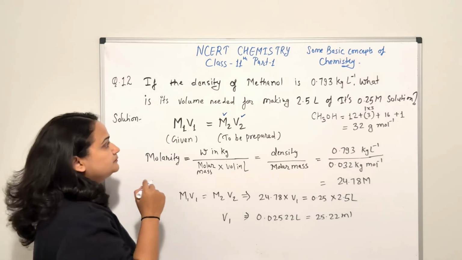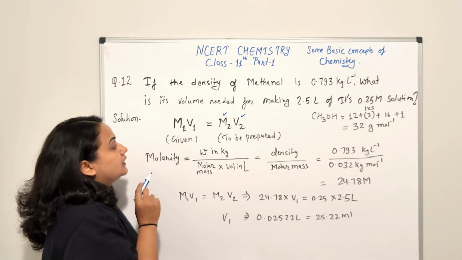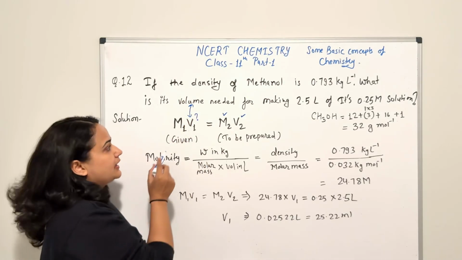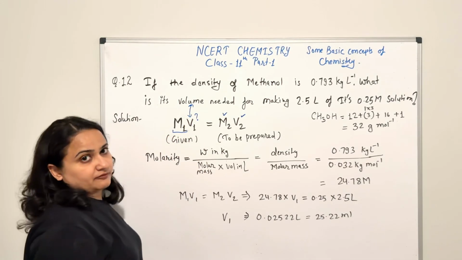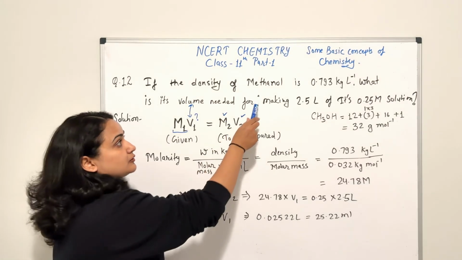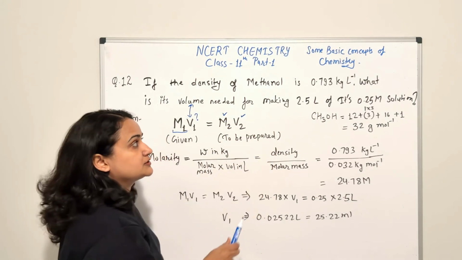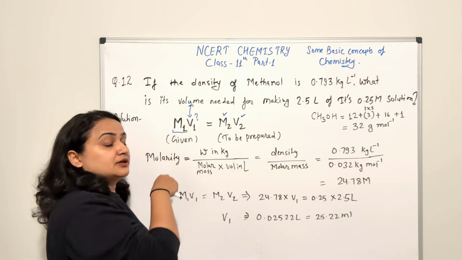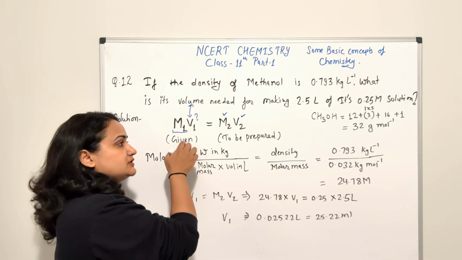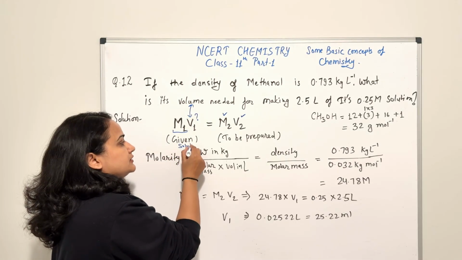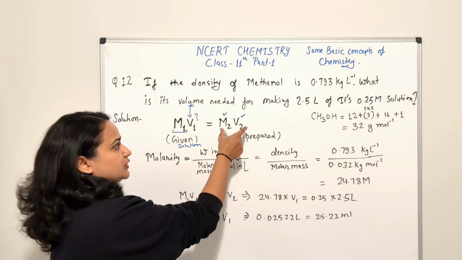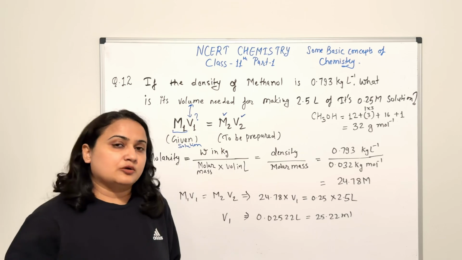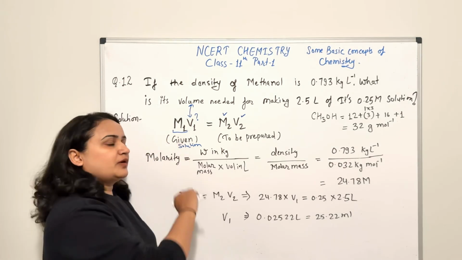Okay, and now what do we have to do? V1 is our question here that we need to find out, and the only thing we need is M1. If we have that, we can calculate. The density of methanol is given as 0.793. From there, if we can calculate the molarity of the given solution, then this question will be solved, because two other things are here. One more thing, if we know, then we can find out the volume.